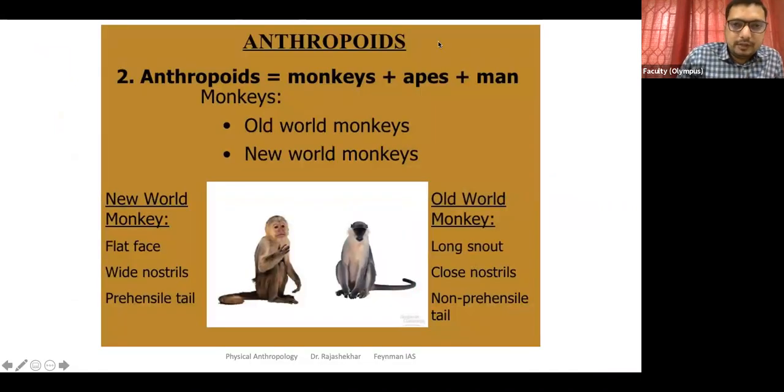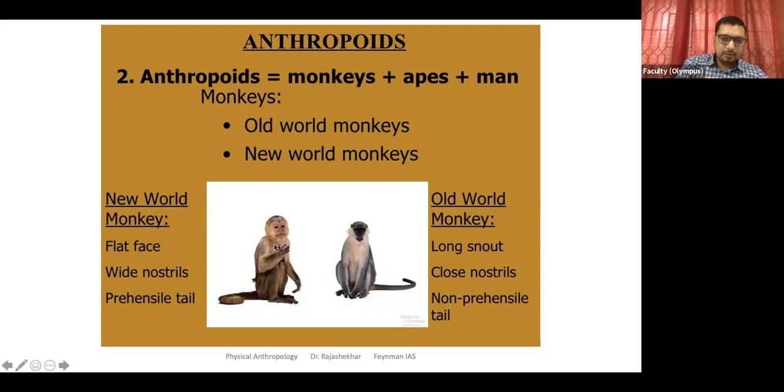Okay. So as I was telling you, these anthropoids contain monkeys, apes, and humans together. And within them, we have Old World monkeys and New World monkeys. So you see the difference between Old World monkeys and New World monkeys here briefly. So Old World monkeys have long snout. These are catarrhini, so they have snout. So the nose actually protrudes like this. You can see the nose coming forward and facing downward.